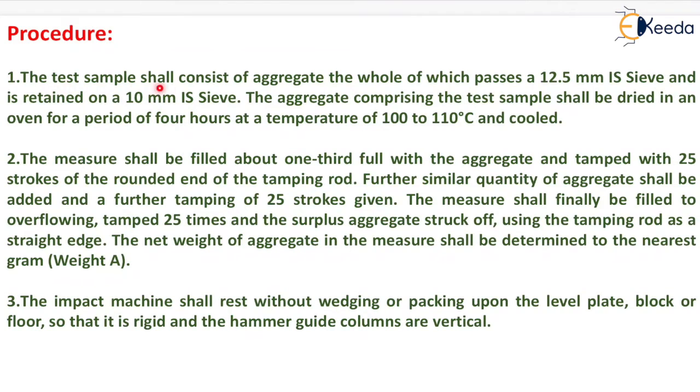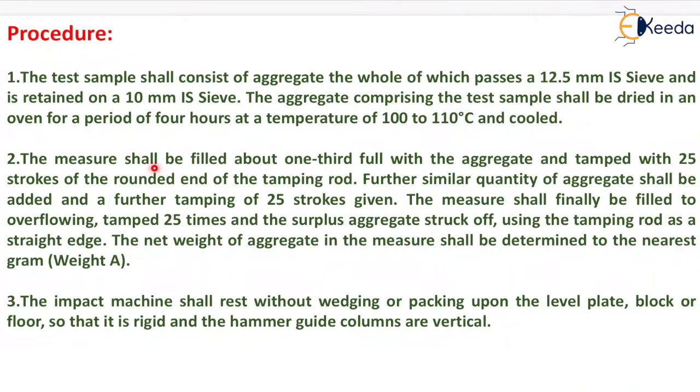The test sample shall consist of aggregate, the whole of which passes a 12.5 mm IS sieve and is retained on a 10 mm IS sieve. The aggregate comprising the test sample shall be dried in an oven for a period of 4 hours at a temperature of 100 to 110 degrees Celsius and cooled.